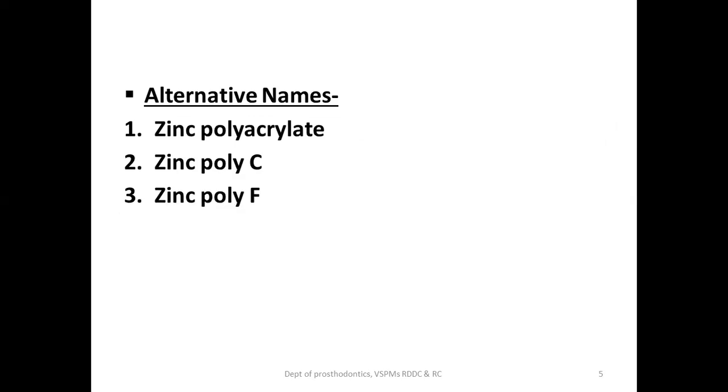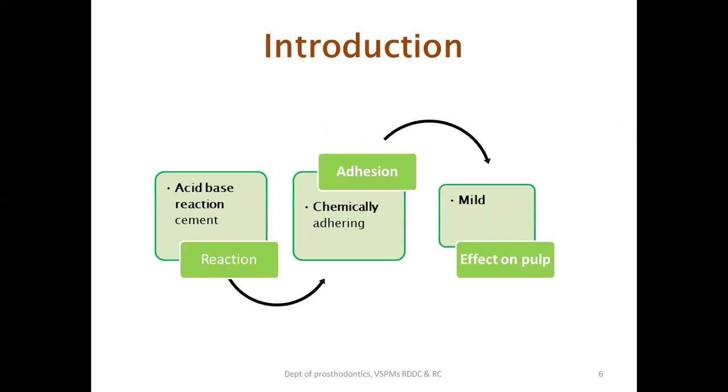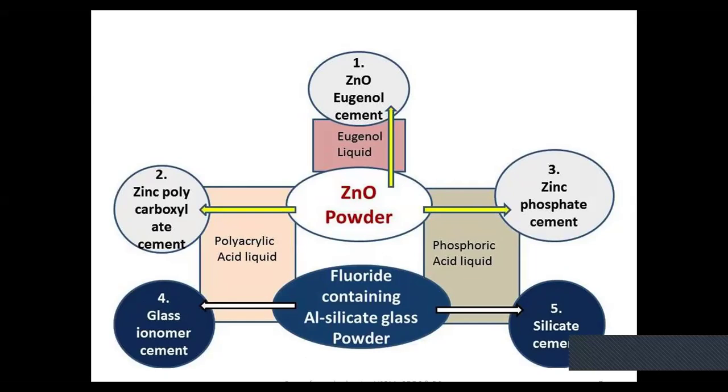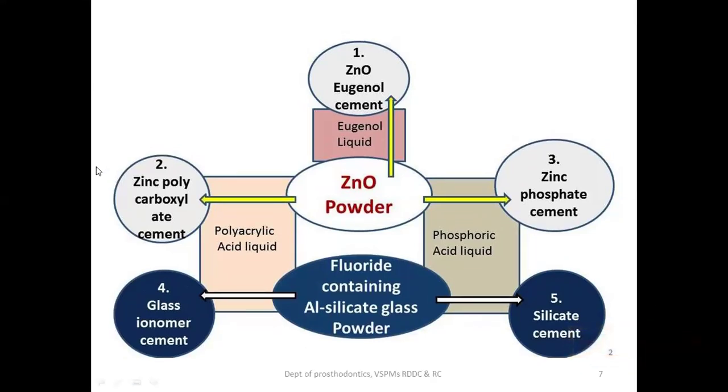F means the fluoride. Now introducing the cement in the reaction type, that is acid base reaction cement. It adheres chemically and the effect on the pulp is mild. We have seen this diagram to remember the composition of these five different cements. So this is the third cement which has the same powder component, that is zinc oxide, and the liquid is a polyacrylic acid. So you can say it as a polyacrylic acid or a polycarboxylic acid. So the polyacrylic acid liquid with zinc oxide powder will give you a zinc polycarboxylate cement.